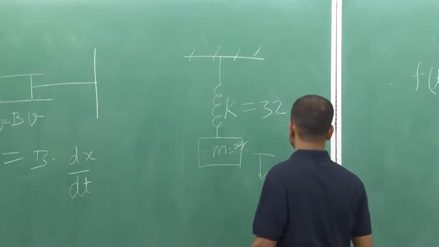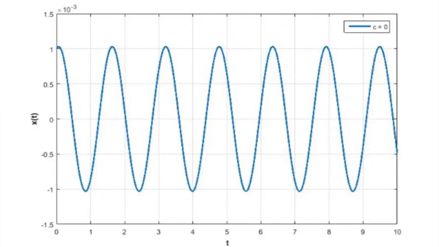you can see the response plotted in this plot. The amplitude of the oscillation is not decaying with time. So, this we call the undamped motion. The time difference between two consecutive peaks is constant throughout the oscillation. So, its frequency is constant, and this frequency we call the undamped natural frequency.